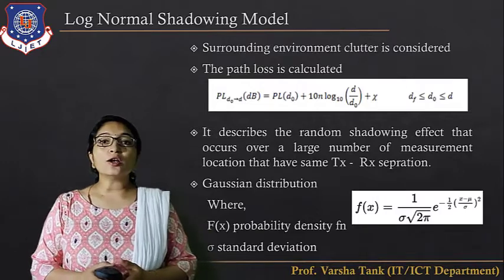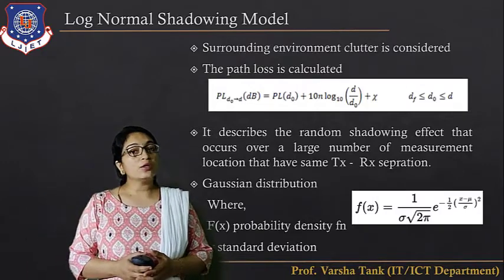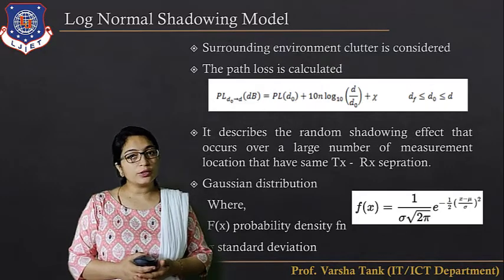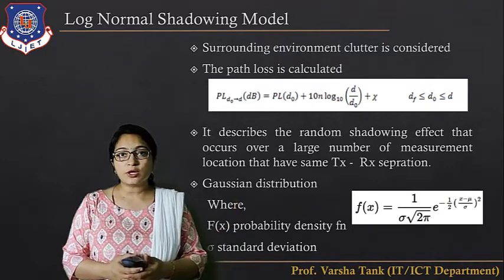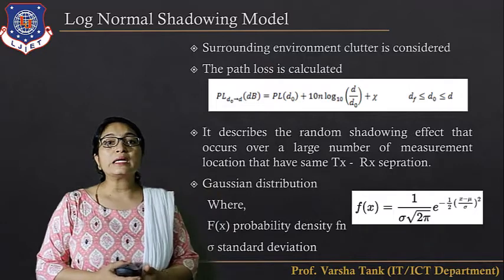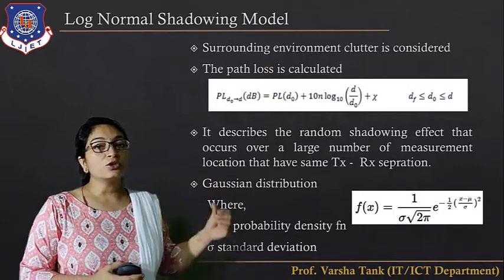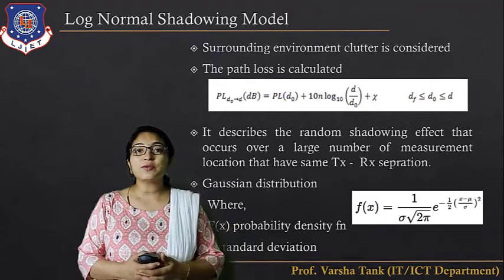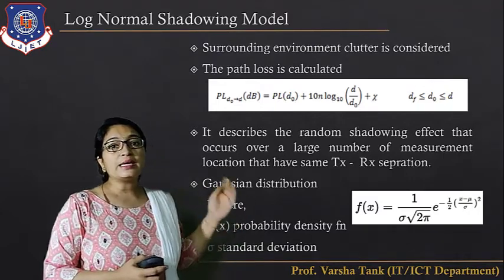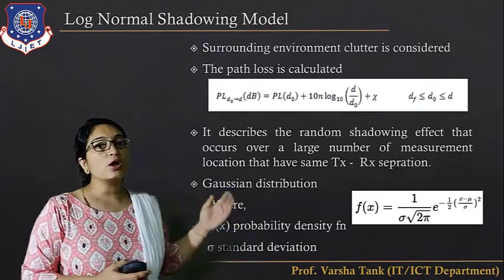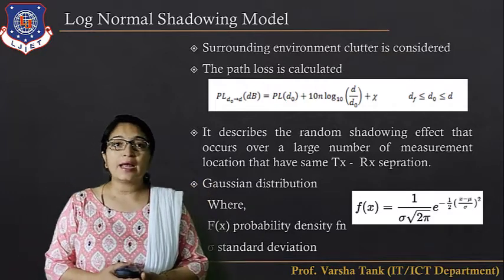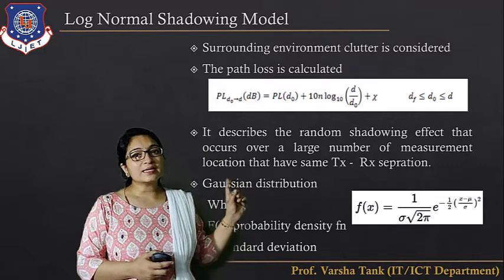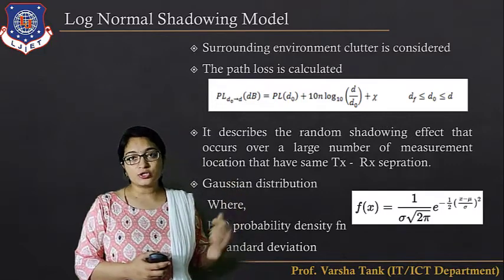Next is the log normal shadowing model. The log normal shadowing model is again an extension of this log distance path loss model, where the surrounding environment clutter is considered. The path loss is calculated using the same formula that we used in the previous model, PL(d) equal to PL(d0) plus 10 n log10(d by d0) plus X, where X is a zero mean Gaussian function.